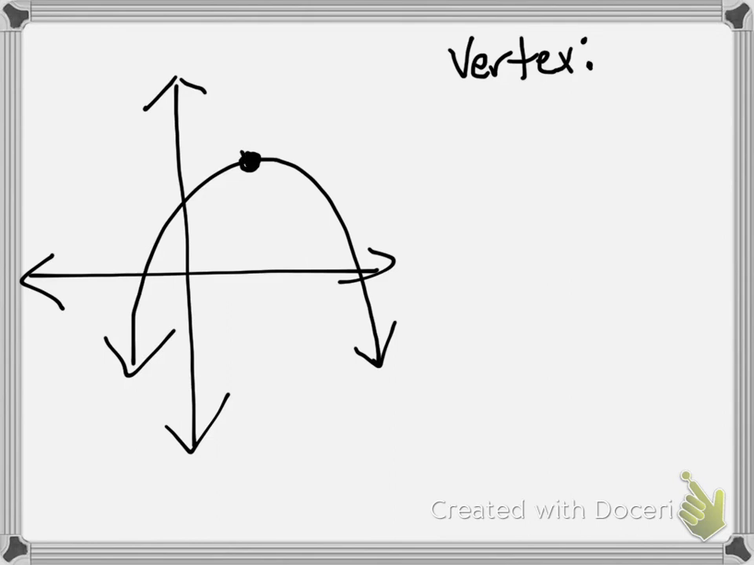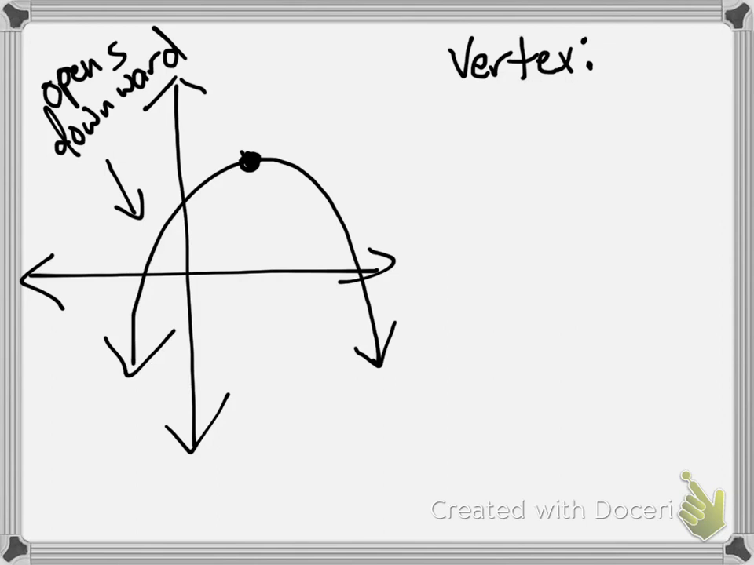It's either the top of the hill or the bottom of the valley. So in this case, we're dealing with the vertex that's the top of a hill. Now, this quadratic function opens downward. And this is important for when we get to some other elements.